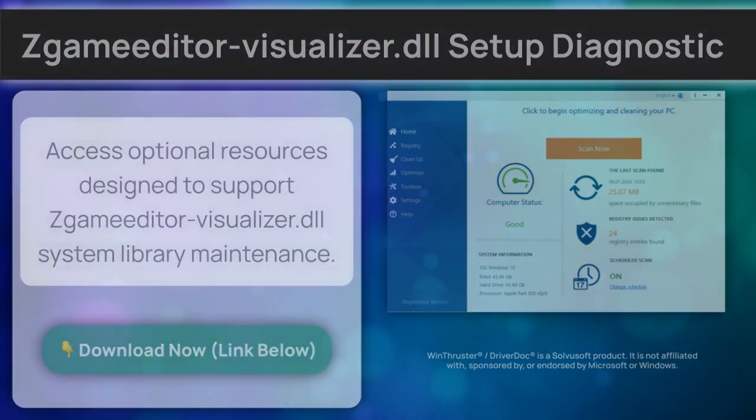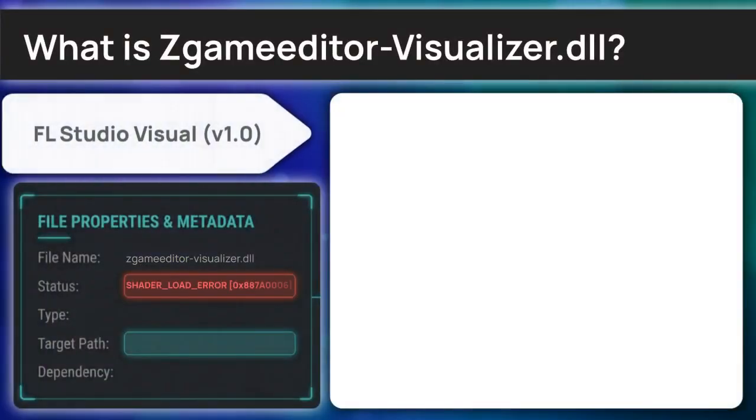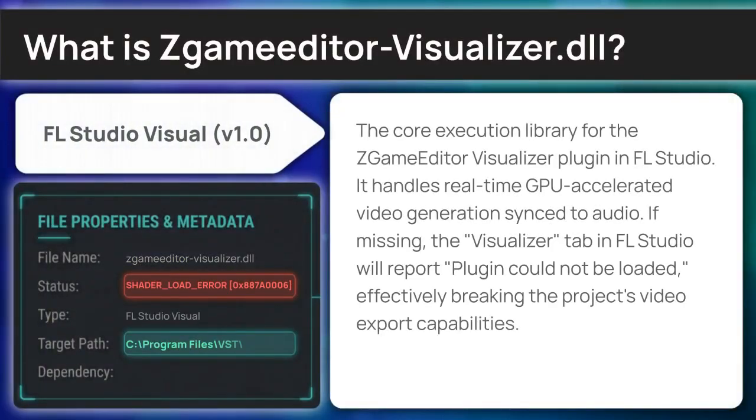libraries. This is the Zgameeditor-visualizer module, the core execution library for the Zgameeditor-visualizer plugin in FL Studio. It handles real-time GPU-accelerated video generation synced to audio. If missing, the Visualizer tab in FL Studio will report, "Plugin could not be loaded," effectively breaking the project's video export capabilities.